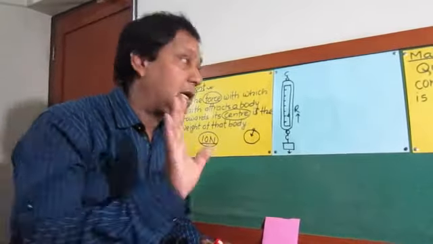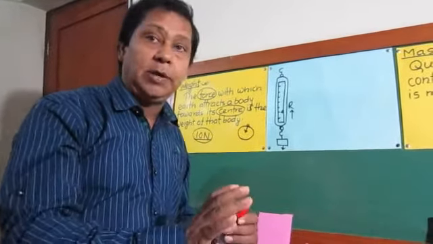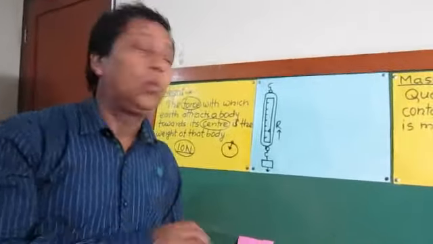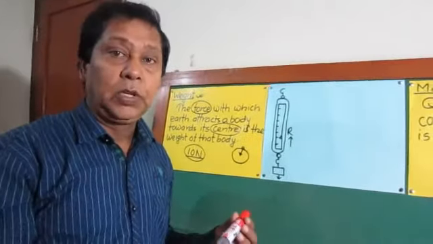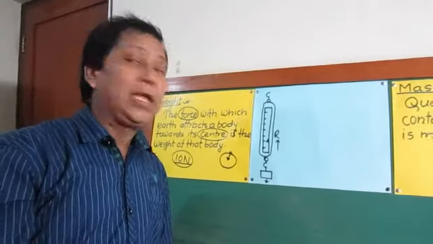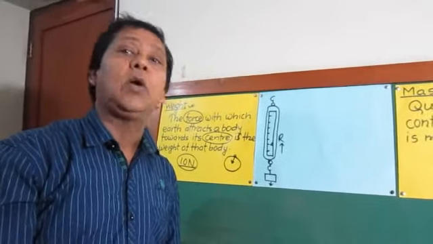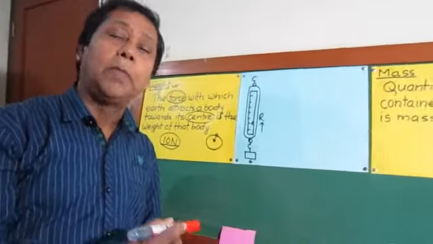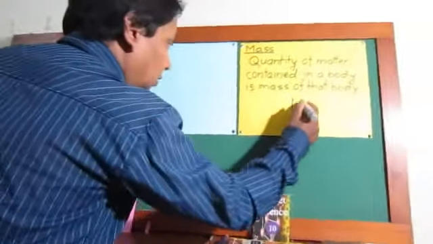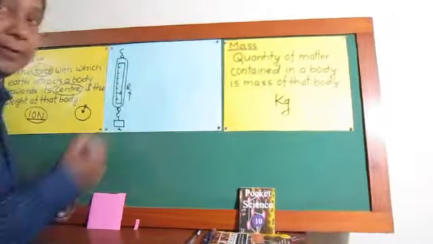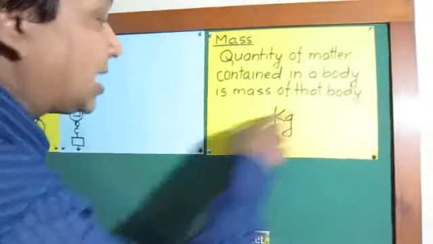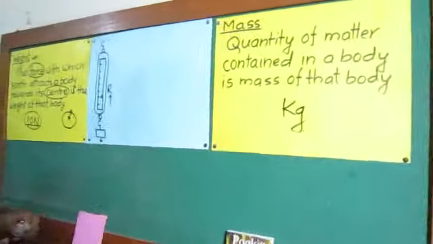Quantity of matter contained in a body is the mass of that body. Now, let's talk about its measurement. What is the unit of mass? Mass is measured in kilogram according to the SI system. There are other units also, gram, pound, etc. But the SI unit is kilogram. Shortly, we write the symbol kg. Quantity of matter contained in a body is the mass of that body. It is measured in kilogram.